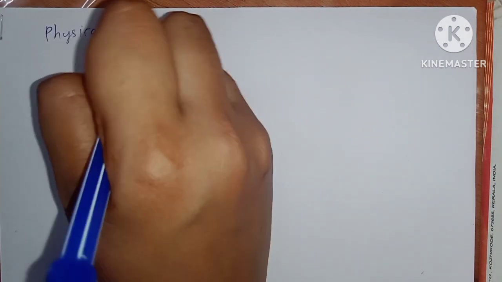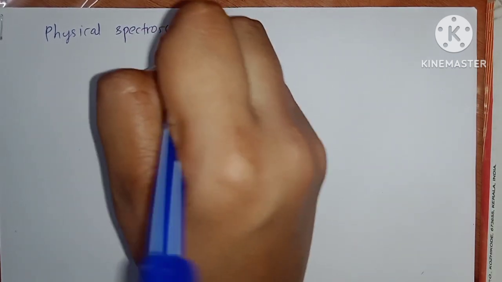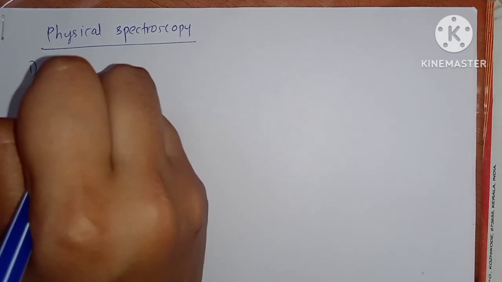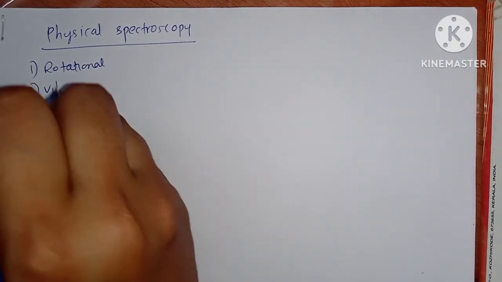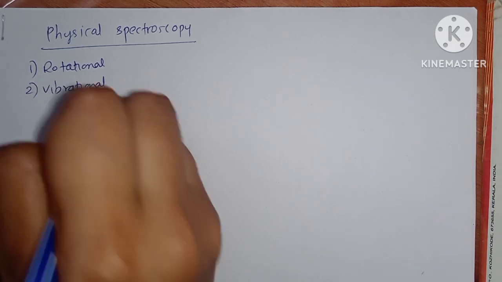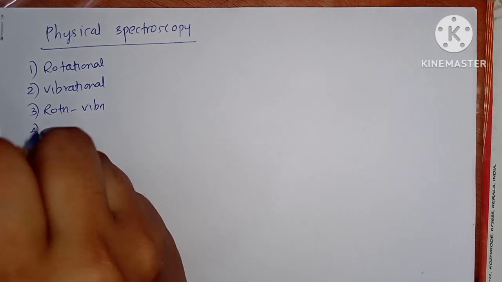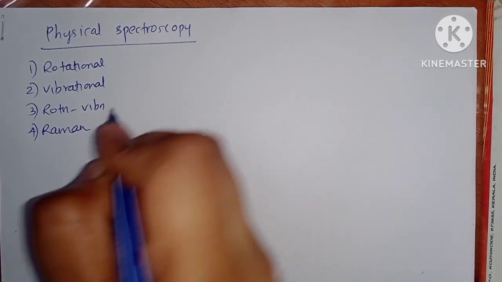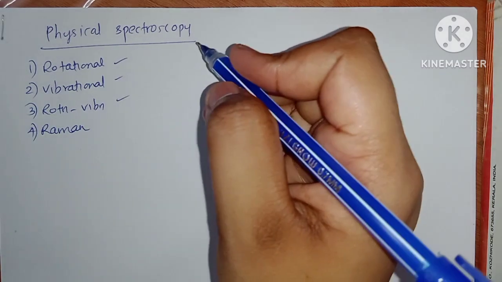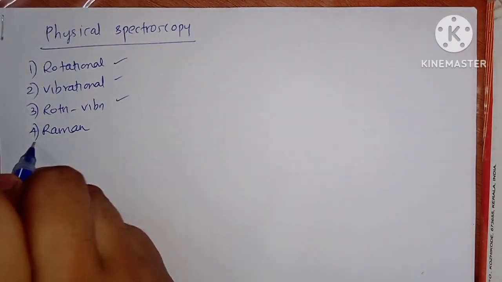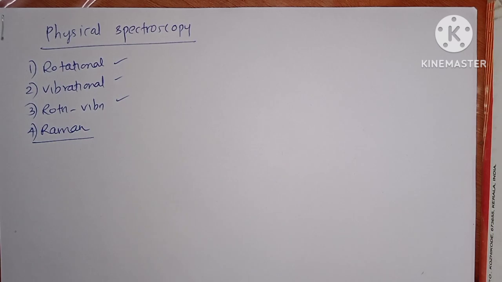So this may be the last video of this chapter, physical spectroscopy. In physical spectroscopy, we have already mentioned that we will cover the major topics. One is rotational spectroscopy, vibrational spectroscopy, rotational vibrational spectroscopy, and finally Raman spectroscopy. And these three topics we have already covered in our previous video. So in this video we will cover Raman spectroscopy.